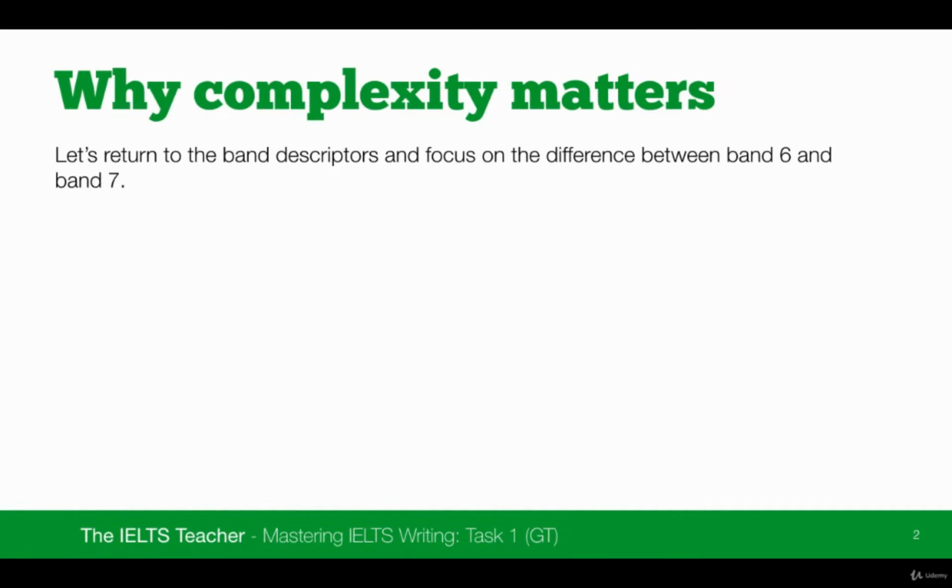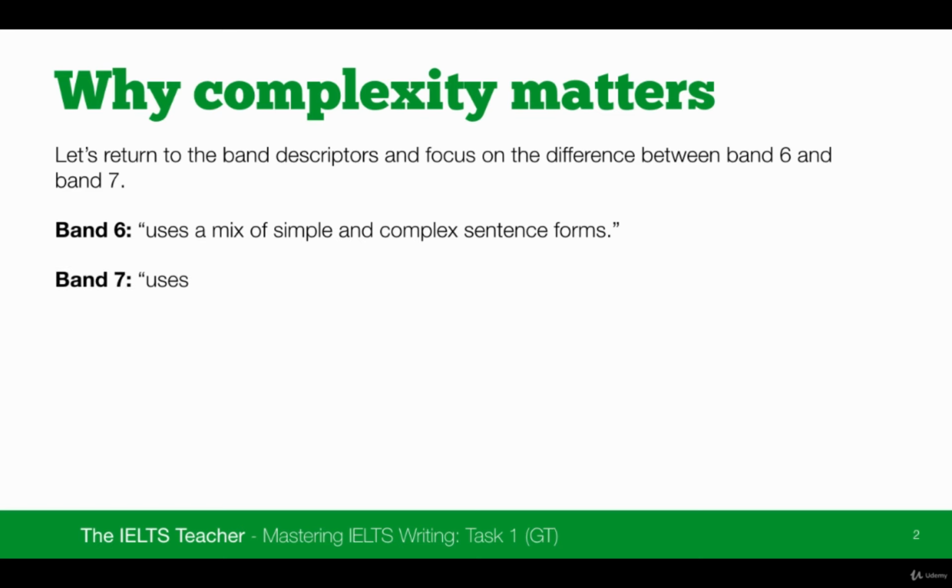Why does complexity matter? Well, it's all about, in band descriptor terms at least, the difference between a band 6 and a band 7 and above as well. So band 6, we're told that the writer uses a mix of simple and complex sentence forms, whereas band 7 says uses a variety of complex structures. Band 8, I haven't written it here, but band 8 I think uses a wide range of sentence constructions. So you can see that basically it's just a case of increasing complexity throughout.